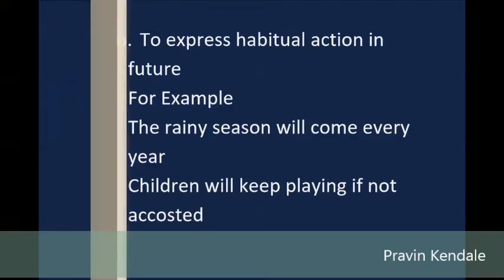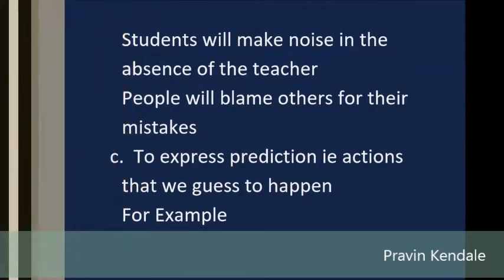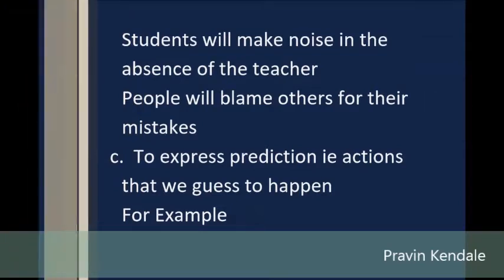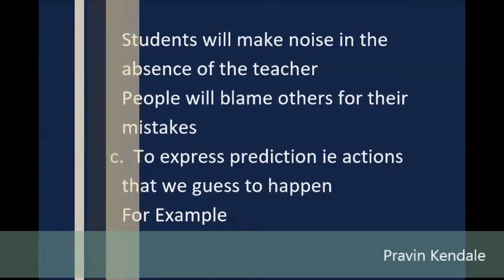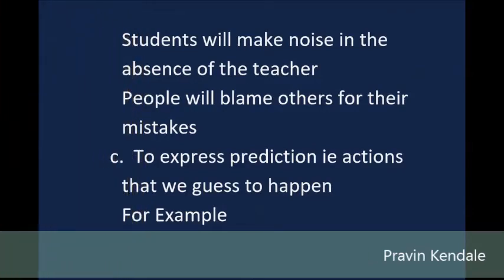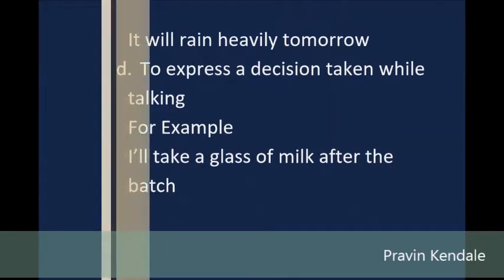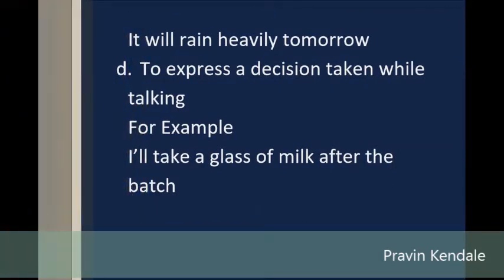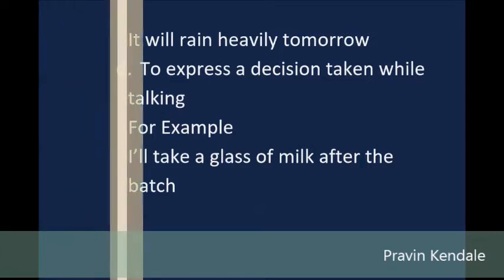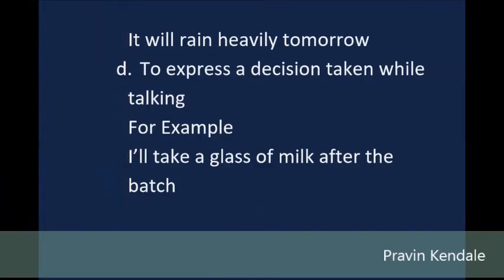B. To express habitual action in the future. For example, the rainy season will come every year. Children will keep playing if not accosted. Students will make noise in the absence of the teacher. People will blame others for their mistakes. C. To express prediction, i.e. actions that we guess will happen. For example, it will rain heavily tomorrow.